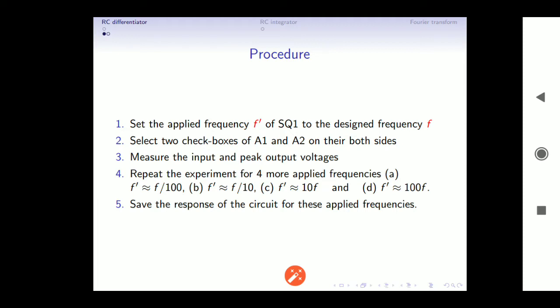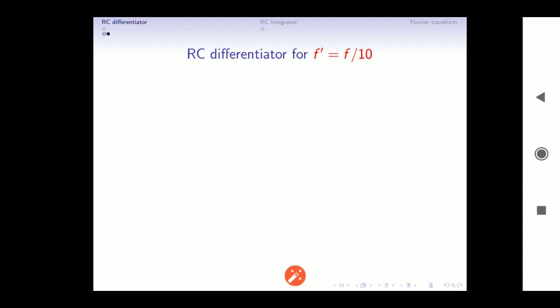Then save the response of the circuit for all these 5 frequencies and report the same. That's the procedure. Now let us look at one of the differentiators, how actually the RC differentiator works for different frequencies. In this, I am going to show only one particular value, which is 1/10 of the applied frequency.